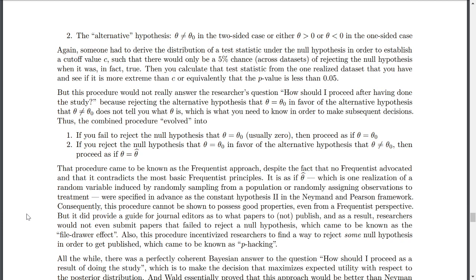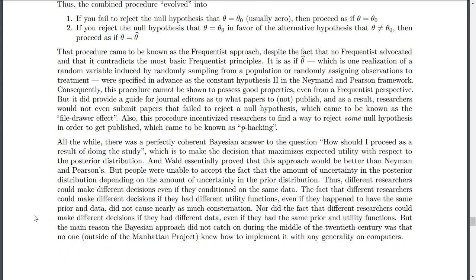And as a result, researchers didn't even bother submitting papers that failed to reject a null hypothesis, which relates to the so-called file drawer effect, where only things that reject the null hypothesis get published. And it incentivized researchers to find some null hypothesis that could be rejected with the data in order to publish something. This came to be known by a variety of names. Today it's mostly called p-hacking. Find the null hypothesis that you can reject and then publish something. None of those are a really good foundation for scientific research.